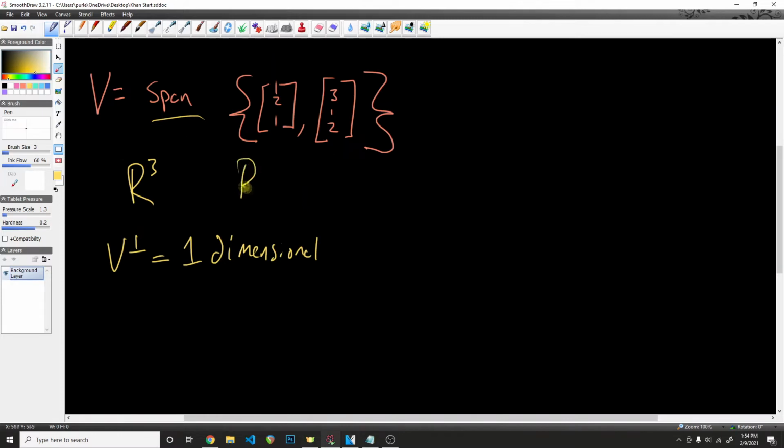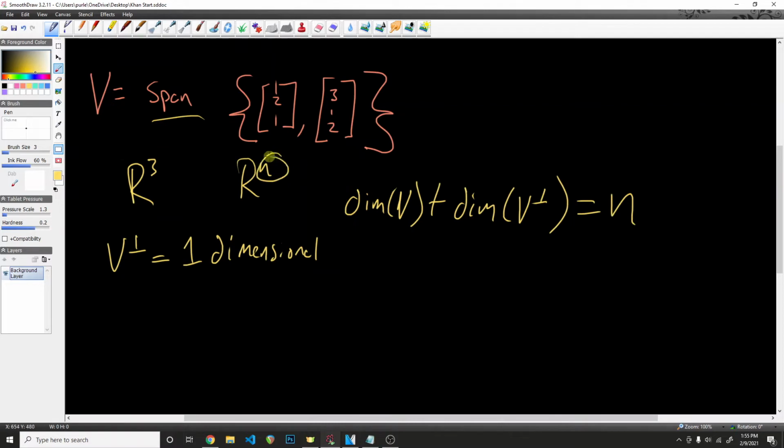So let's say that we have Rn, where n can be any number. The dimension of B plus the dimension of the orthogonal complement is always going to be equal to n, whatever n is. In this case, n is going to be 3. We see that we have 2 dimensions here. Therefore, the orthogonal complement is going to be one dimension.